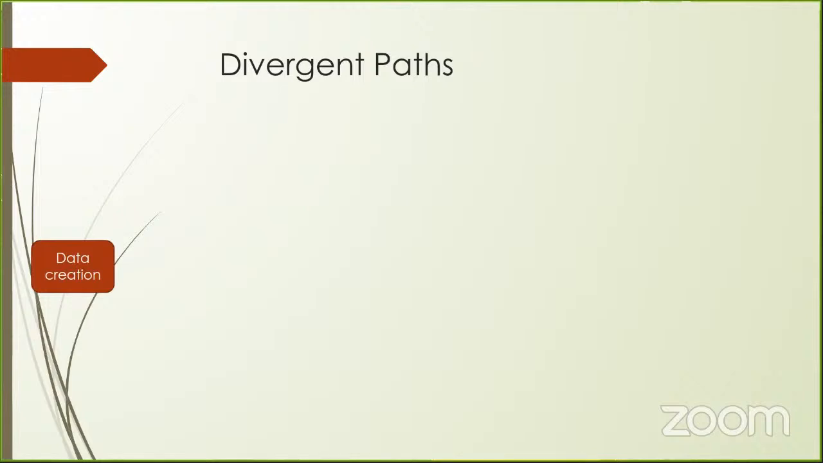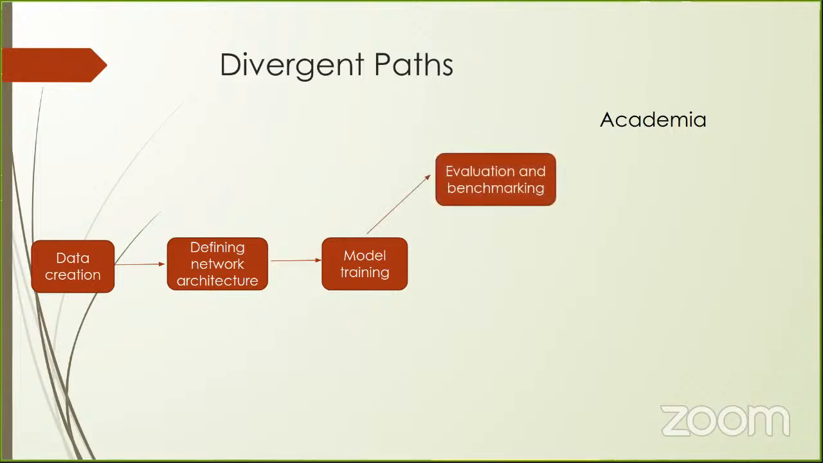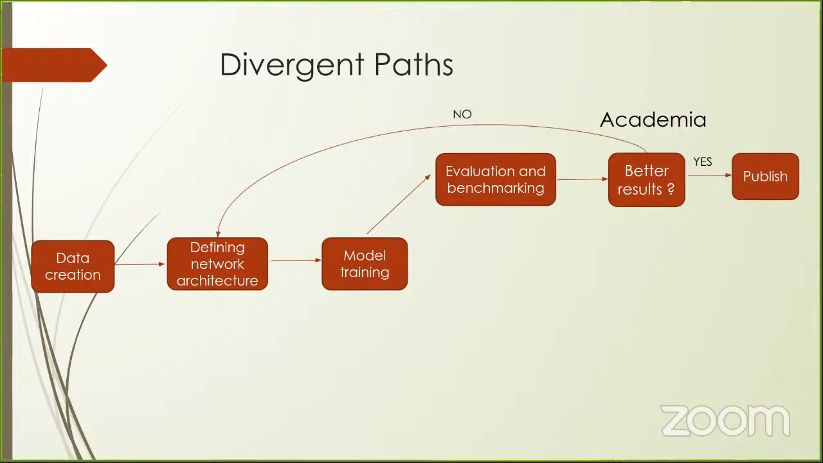In both cases, academia and industry, you create data sets. You define network architectures, you define your summarization systems, you do model training, but at this point, the paths diverge. For academia, you would usually do evaluation and benchmarking. You see whether you get better results. If yes, then you publish. If no, then go back, redefine your architecture.